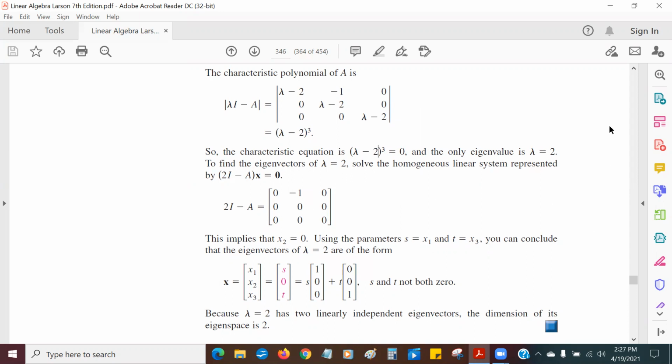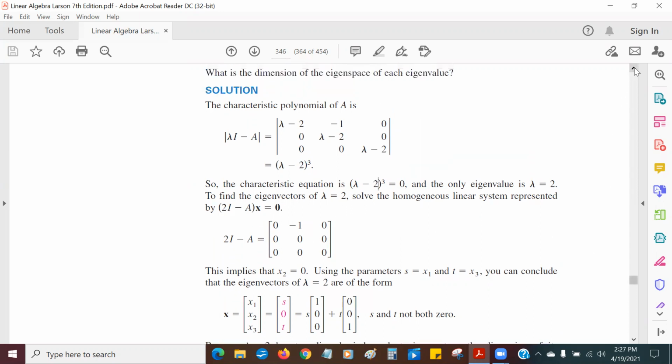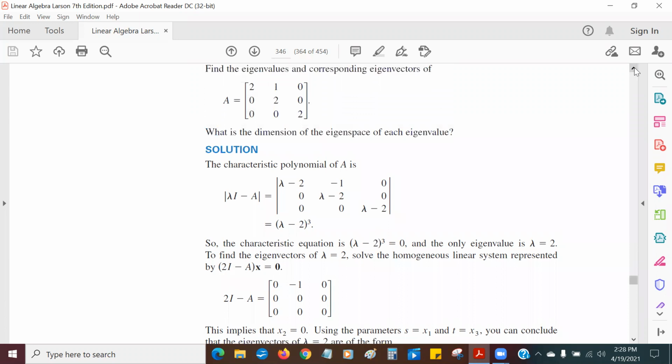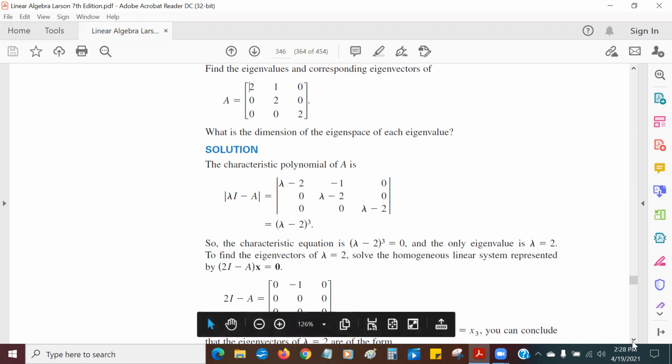It's kind of cool the way this works. Let's just look at A again. See, that's A. When I multiply I by 2, I get 2, 2, 2 down the diagonal. And when I subtract, basically the zeros just stay zeros. The 2's are going to disappear, and I'm left with minus 1.